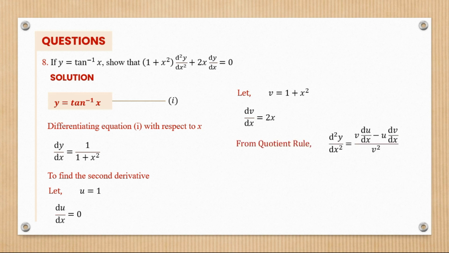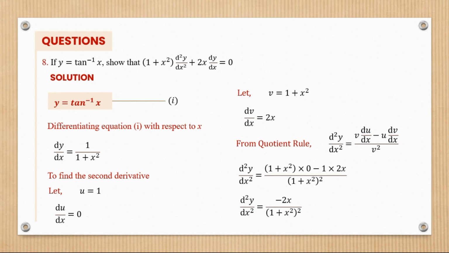So from quotient rule, the second derivative shall be found using this formula. We're going to plug in the values, and when you plug in the values, we'll be left with minus 2x over (1 plus x squared), and then out of that bracket we're going to square that also. Then this can be separated this way. Now this can be written as this. Remember, the denominators are squared, so it can be written as minus 2x over 1 plus x squared times 1 over 1 plus x squared.